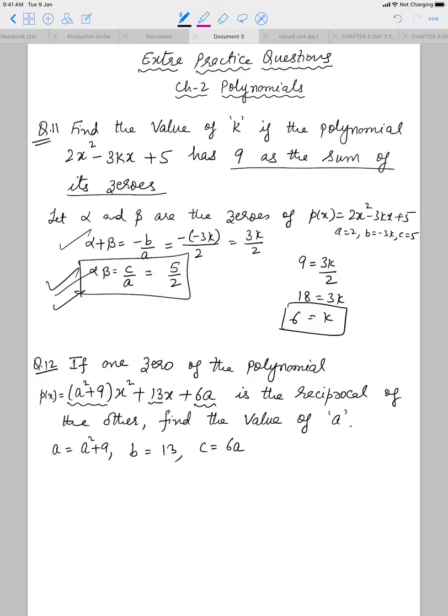Now it is given if one zero of this polynomial is the reciprocal of the other. There are two zeros and they are the reciprocals of each other. So what will you assume the two zeros as? In normal circumstances we assume the zeros as alpha and beta. But when the condition is already given here that one zero is the reciprocal of the other, we can say let alpha and 1 upon alpha are the zeros of the given polynomial.